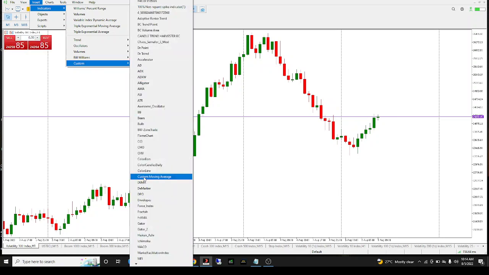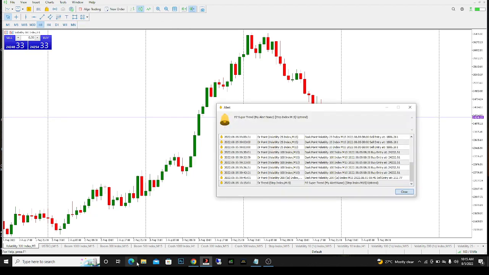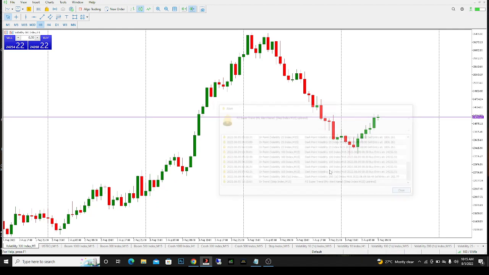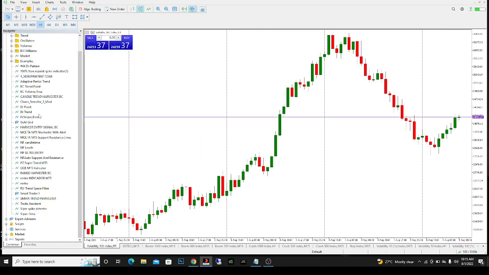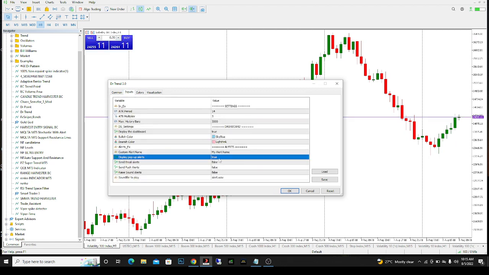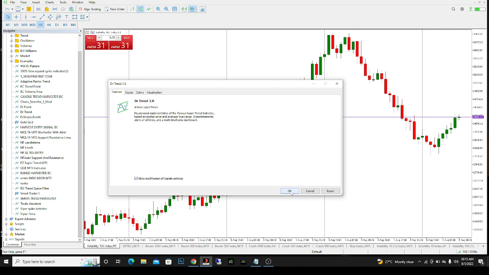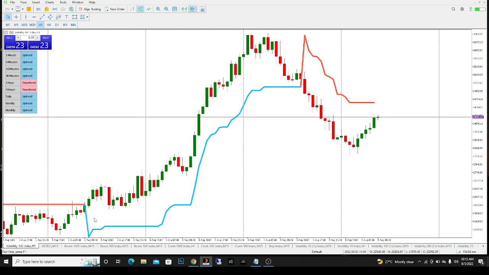I have an indicator here that is going to show you the trend of the market. Let me just open my navigator and select Dr. Trend. This indicator is going to show you the current trend of that market, and the past trend. It will show you the trend of that market at that moment. You can see this blue sign is showing you that this is an uptrend. You can see it is forming higher highs and higher lows. This is the uptrend. Now, the downtrend has started here.